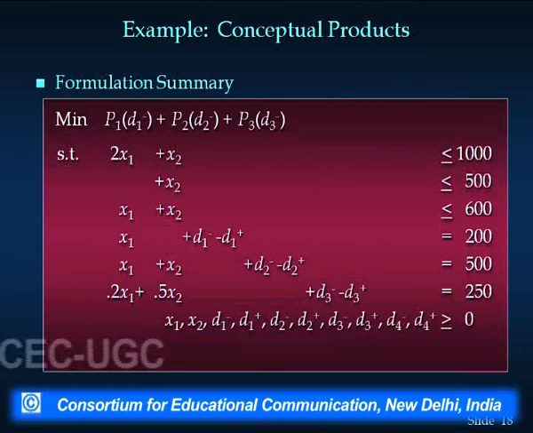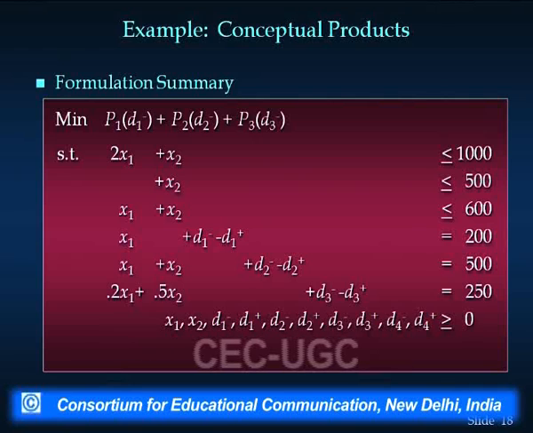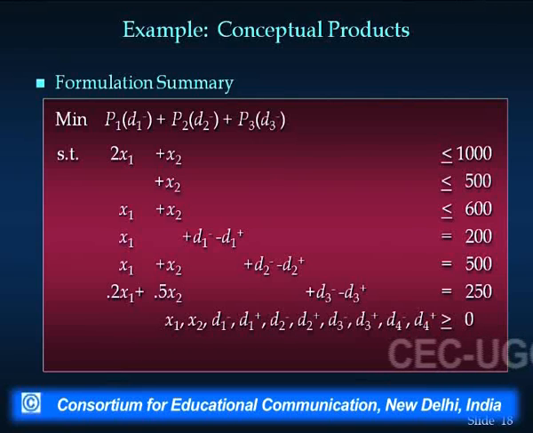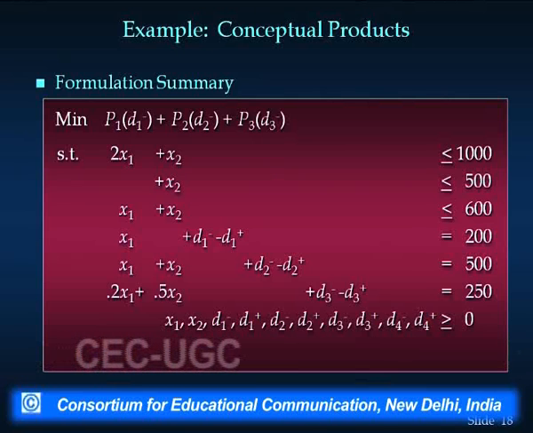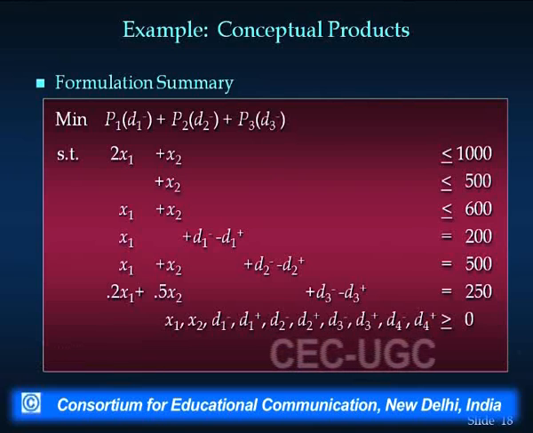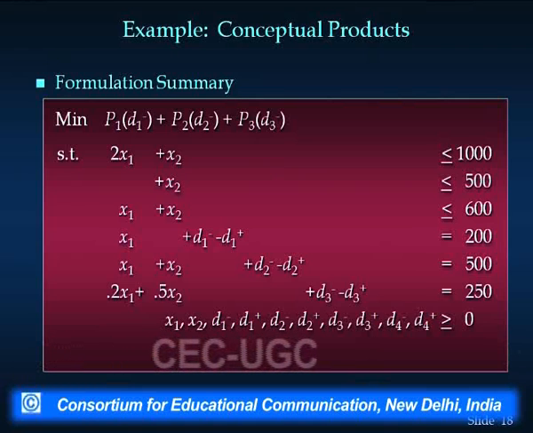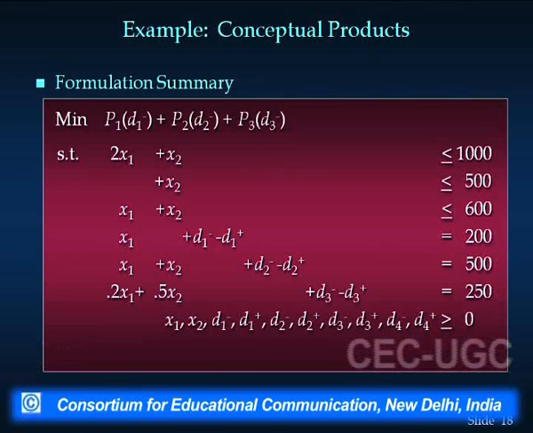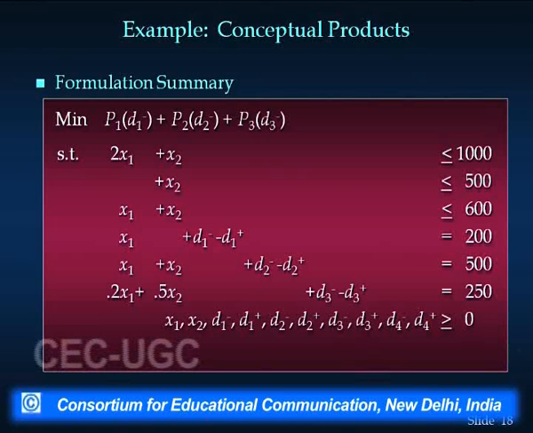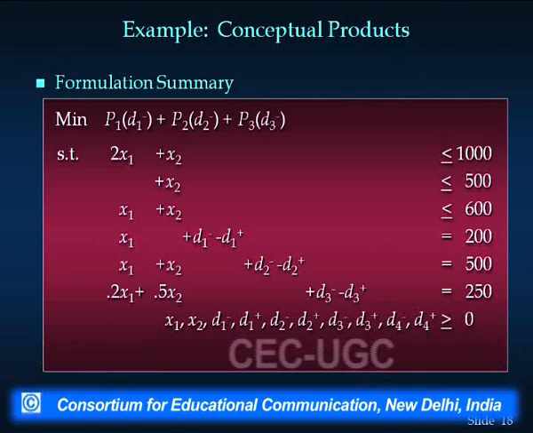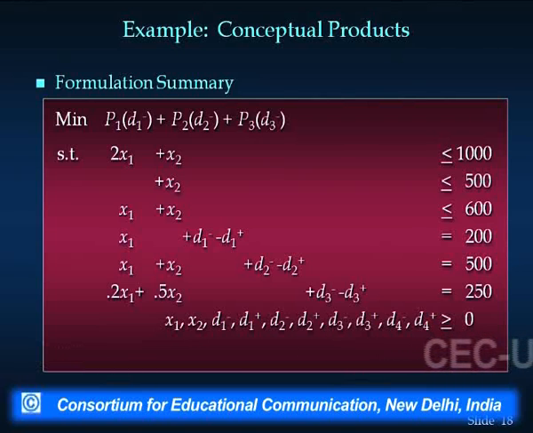So the first objective function is minimize P1 D1 minus plus P2 D2 minus plus P3 D3 minus, and all these are deviations, and these deviations from our requirement we want to minimize. And now our functional constraints will be added here. 2x1 plus x2 less than or equal to 1000, x2 less than or equal to 500, and x1 plus x2 less than or equal to 600. And now goal constraints.